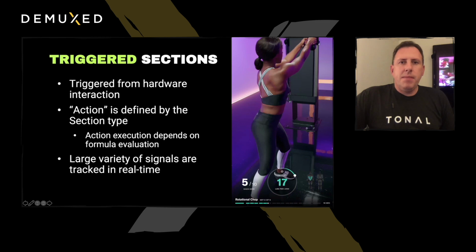We control playback and react to hardware feedback using something called triggered sections. These are regular sections with a formula attached where the feature is an action to be performed when the formula becomes true. There are a large variety of hardware and software signals evaluated in real time that we can use to drive these features. In this video, you can see a form detection tip trigger because I failed to pull the rope out all the way.